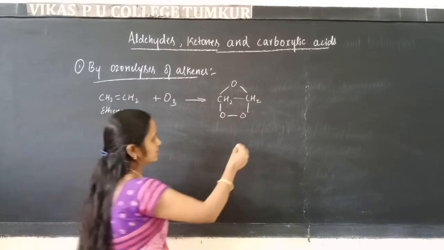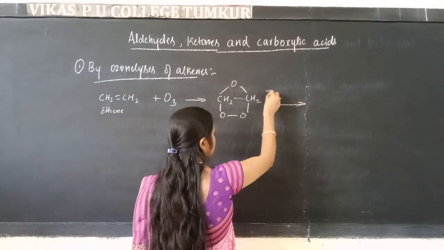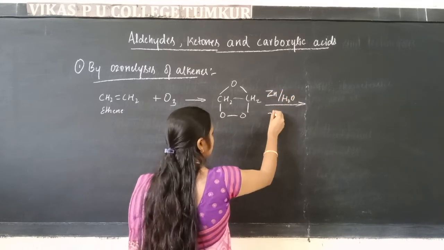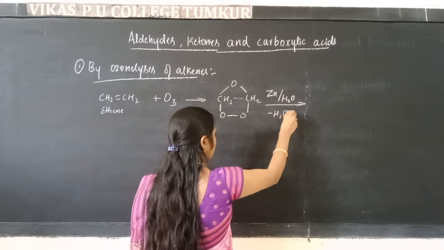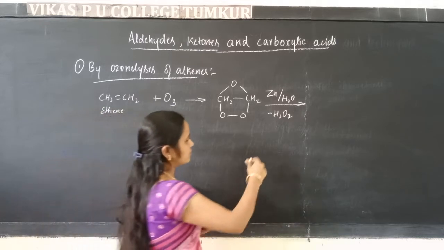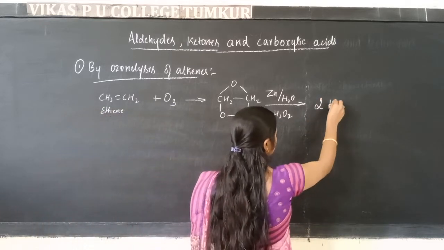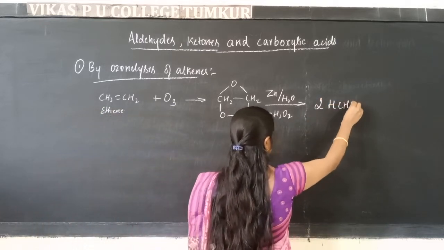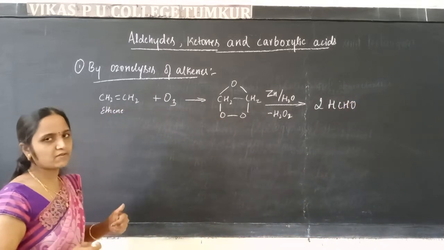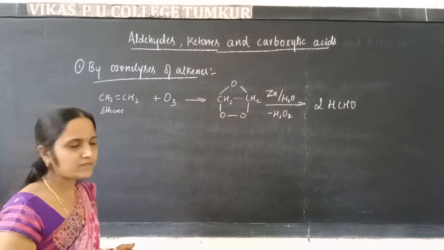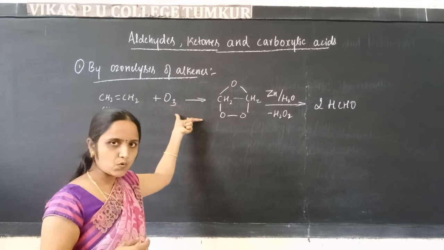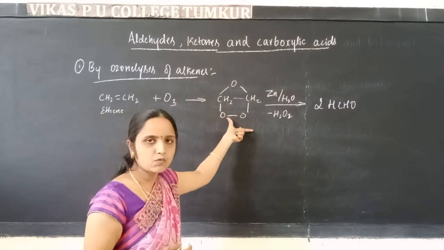This on hydrolysis, in the presence of zinc, with removal of the hydrogen peroxide, we are going to get the respective aldehydes. This is the general method of preparation of aldehydes, where an alkene is treated with ozone to give the cyclic ozonide.